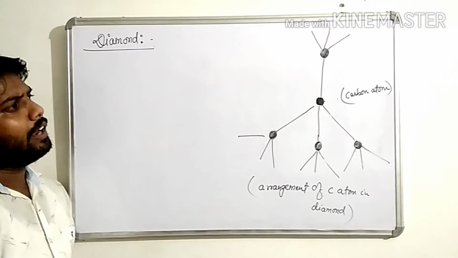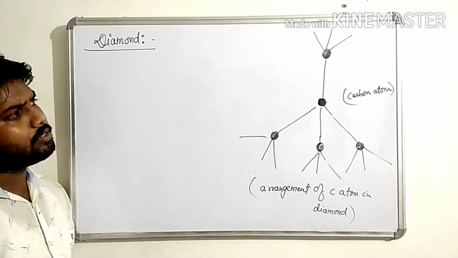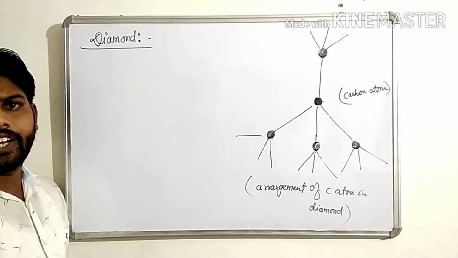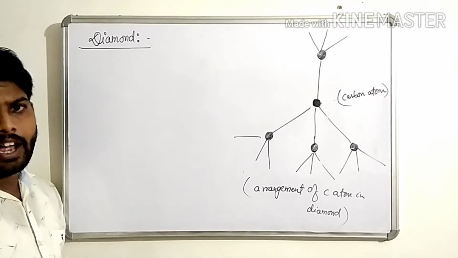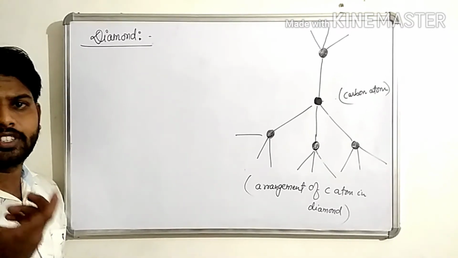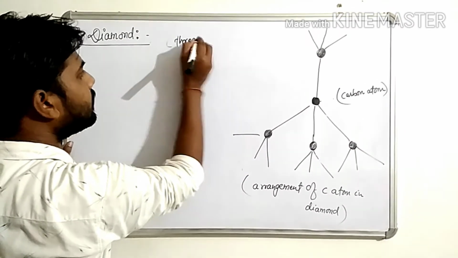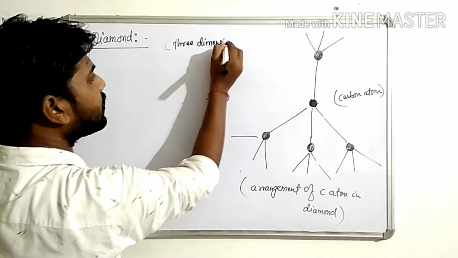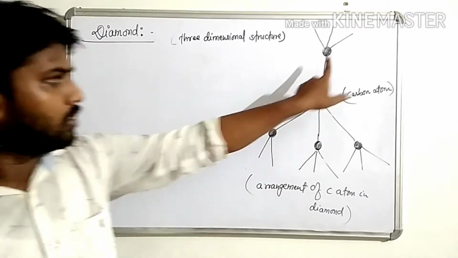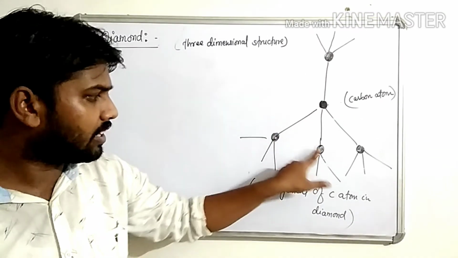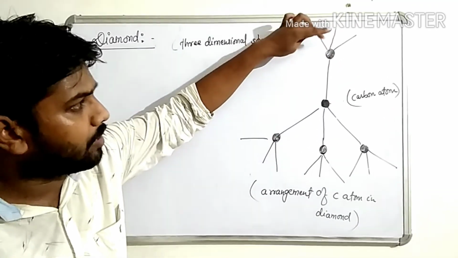Students, in a diamond crystal, each carbon atom is bonded covalently with 4 other carbon atoms. Okay, and forms a rigid 3-dimensional structure. See, this is carbon, carbon, carbon, carbon, carbon. Each carbon atom is bonded with 4 other carbon atoms.